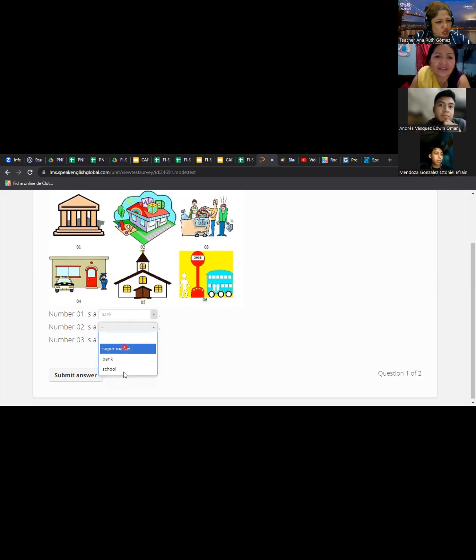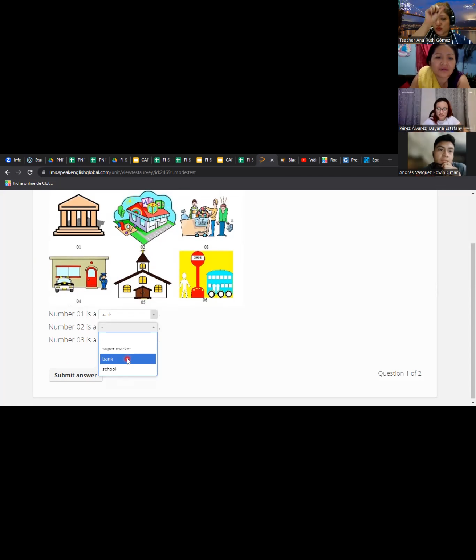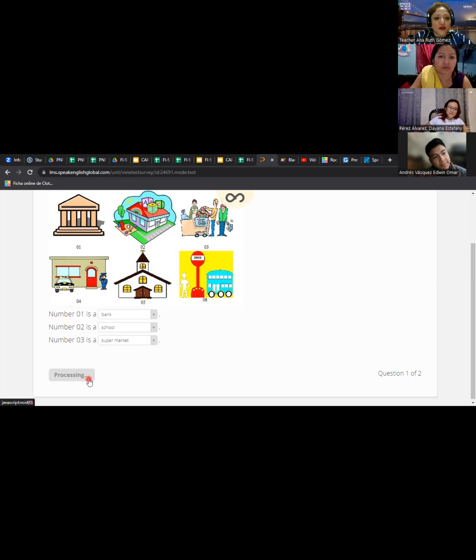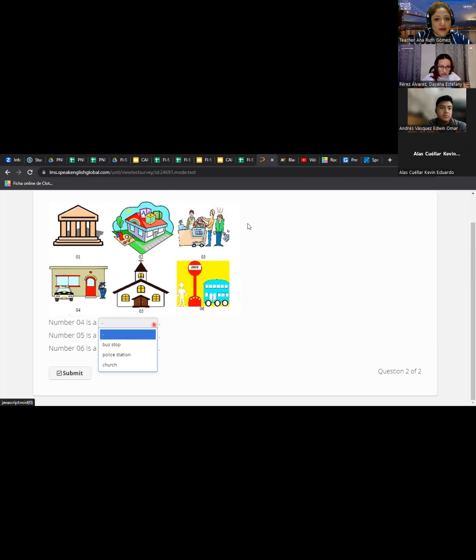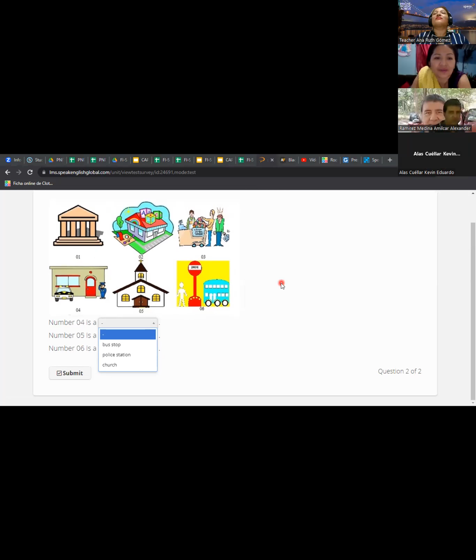Guys, can you see the options here? Yes. That is a school. So you have to select between the three options. It would be a kindergarten too. All right, what about number three? It is the supermarket. Very good. What about number four? It is a police station. Very good.